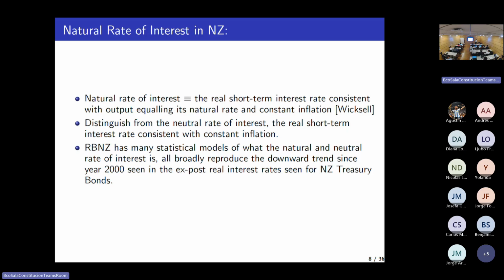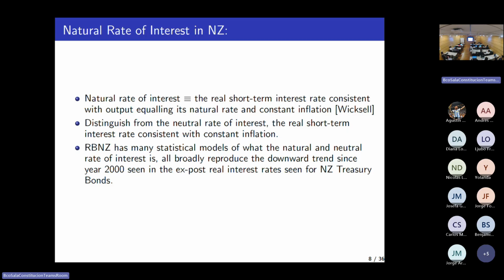Okay, so what is the natural rate of interest? We, like everybody else, follow Wicksell, I think it's like 1938 or something, who says that the real short-term interest rate consistent with output equaling its natural rate and constant inflation is the definition of the natural rate of interest. Note that this is not the same thing as the neutral rate of interest, which is just the interest rate that would have inflation neither increase or decrease.